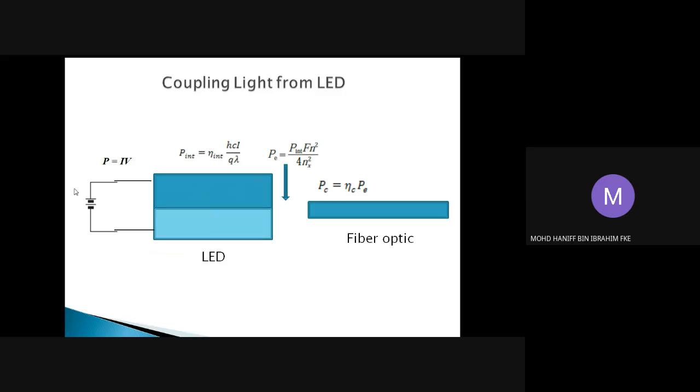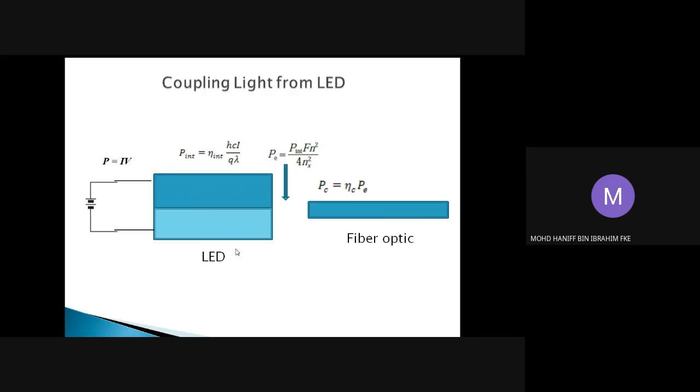Okay. So in general, we can use this diagram to relate the power produced by the LED up to the fiber optics structure. So this is our LED here. We know that the LED is operated by forward bias current I, and V is the potential difference applied across the LED. So the electrical power supplied to the LED is equal to IV. Okay, so this is understood.